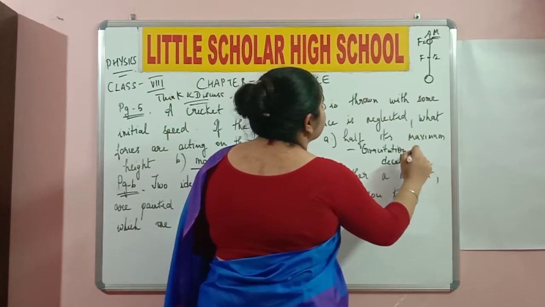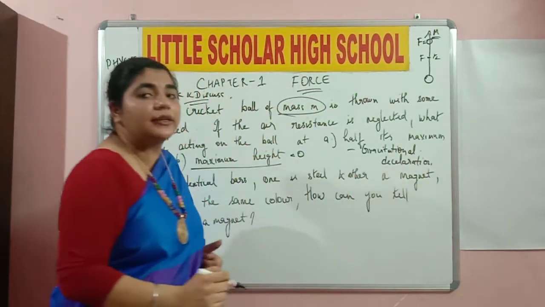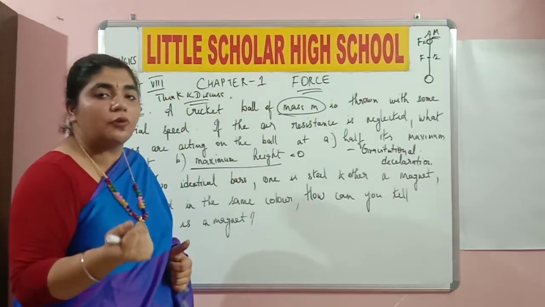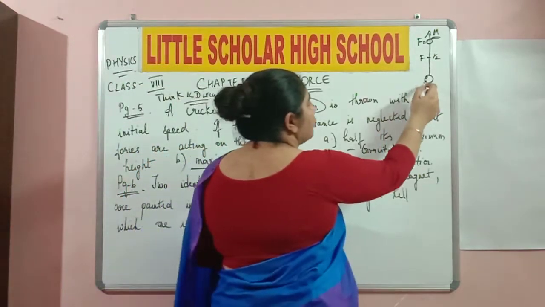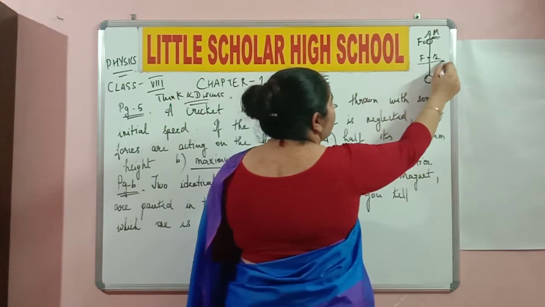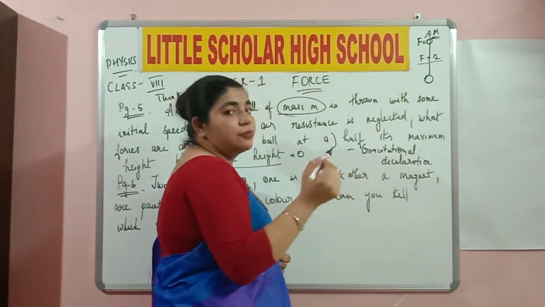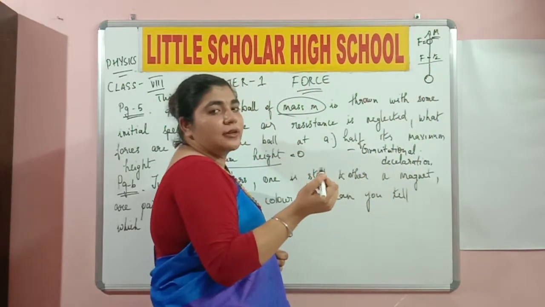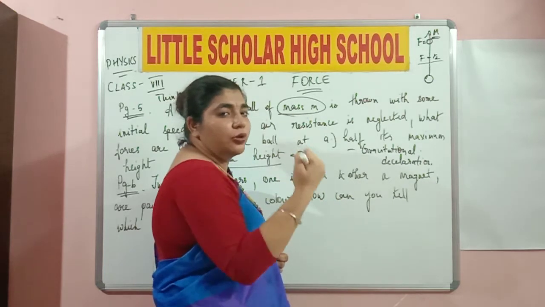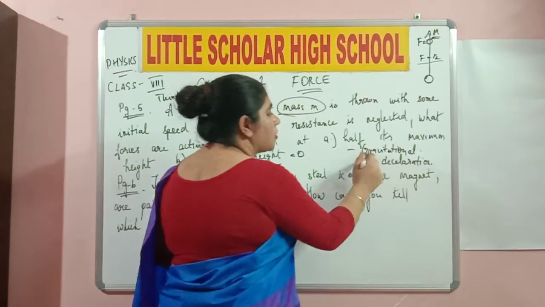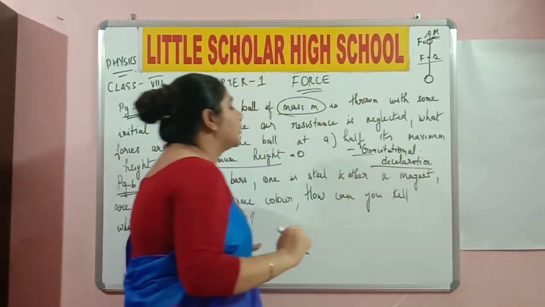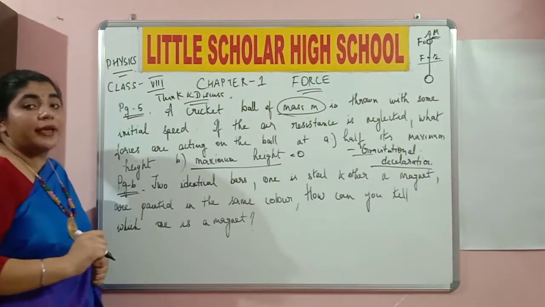Now I'll tell you what is gravitational deceleration. Basically, it is the kind of gravitational force that is experienced in the reverse way. When the ball reaches half of its maximum height, at that position, it is experiencing a certain amount of gravitational pull in the reverse direction. The gravitational pull in the reverse direction is called gravitational deceleration. Okay, the next one, page number 6.